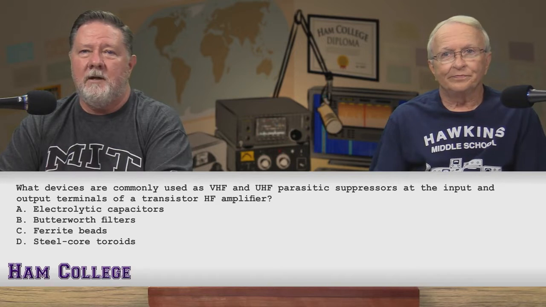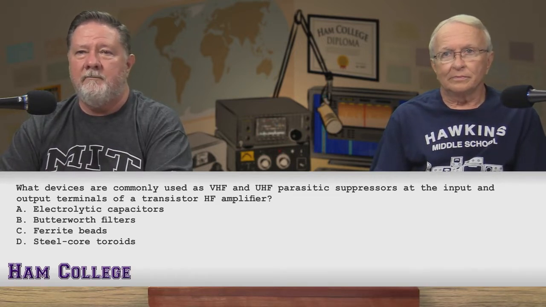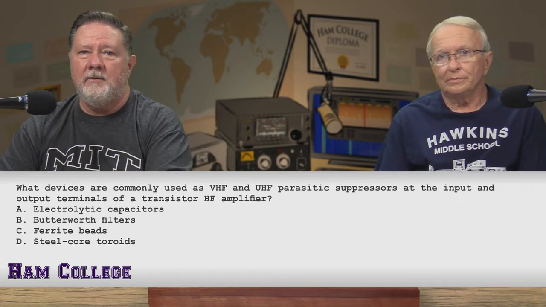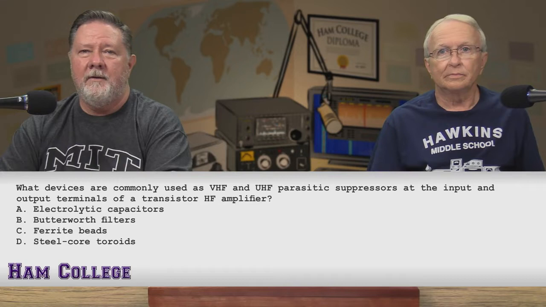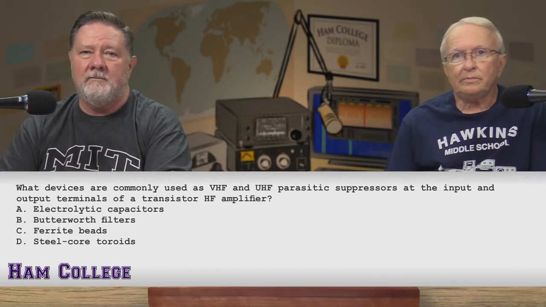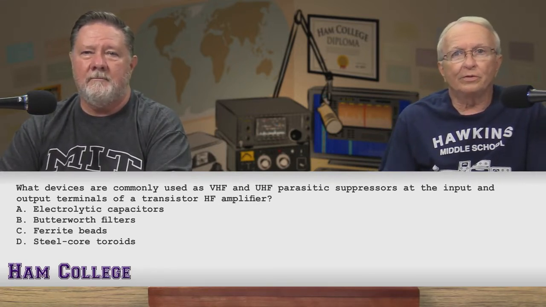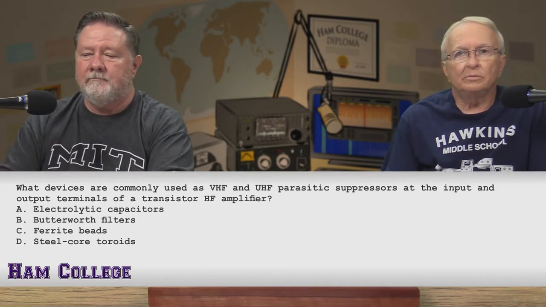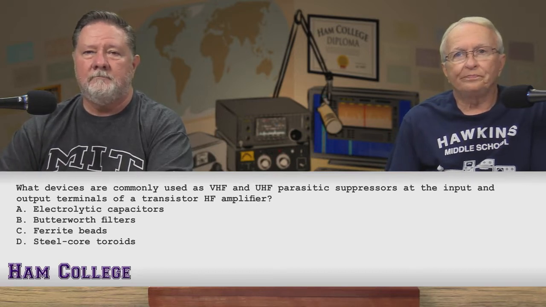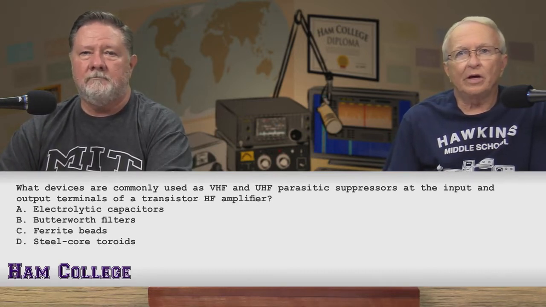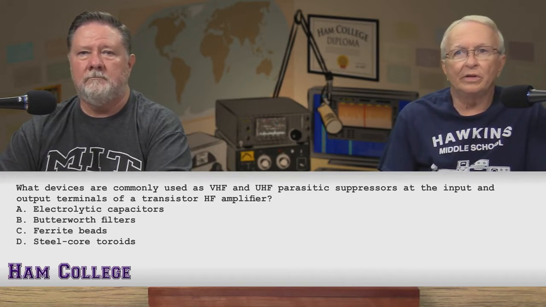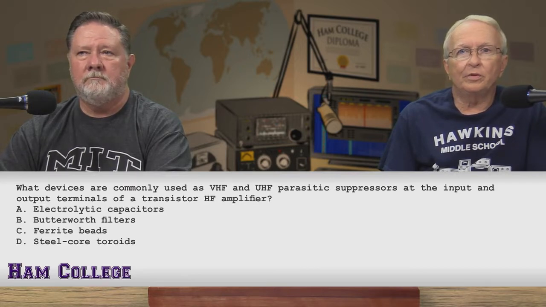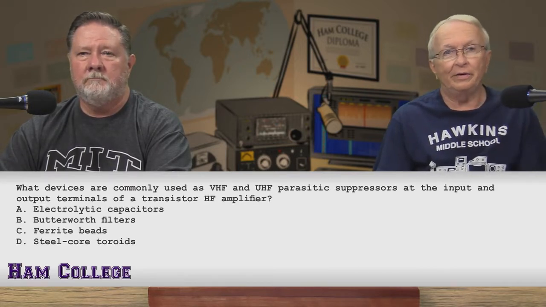What devices are commonly used as VHF and UHF parasitic suppressors at the input and output terminals of a transistor HF amplifier? A, electrolytic capacitors. B, Butterworth filters. C, ferrite beads. Or D, steel core toroids. What devices are commonly used as VHF and UHF parasitic suppressors at the input and output terminals of a transistor HF amplifier?